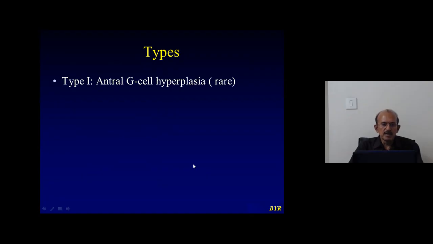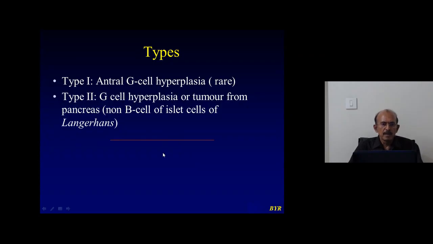Types of Zollinger-Ellison syndrome. Type 1 means antral G cell hyperplasia, which is rare. Type 2 means G cell hyperplasia or tumor from the pancreas, that is G cell tumor.